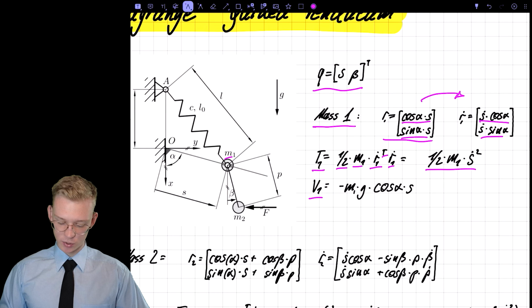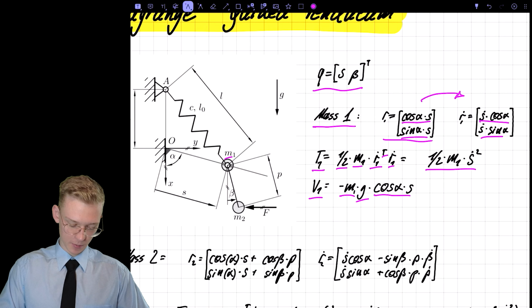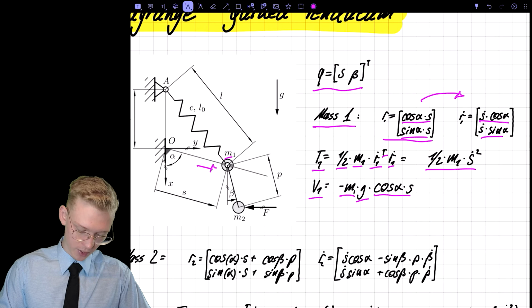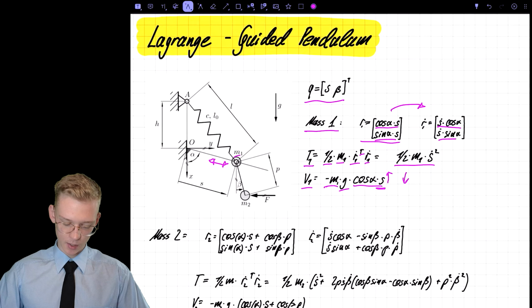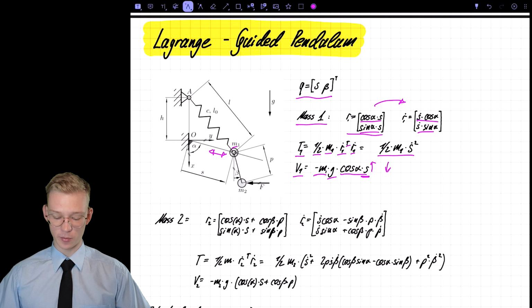To get our potential, we have minus mass 1 times gravity times the cosine, because if our s goes up, our whole potential goes down. That's why we have the minus. So this is all we need for mass 1. We get the kinetic energy and the potential energy.